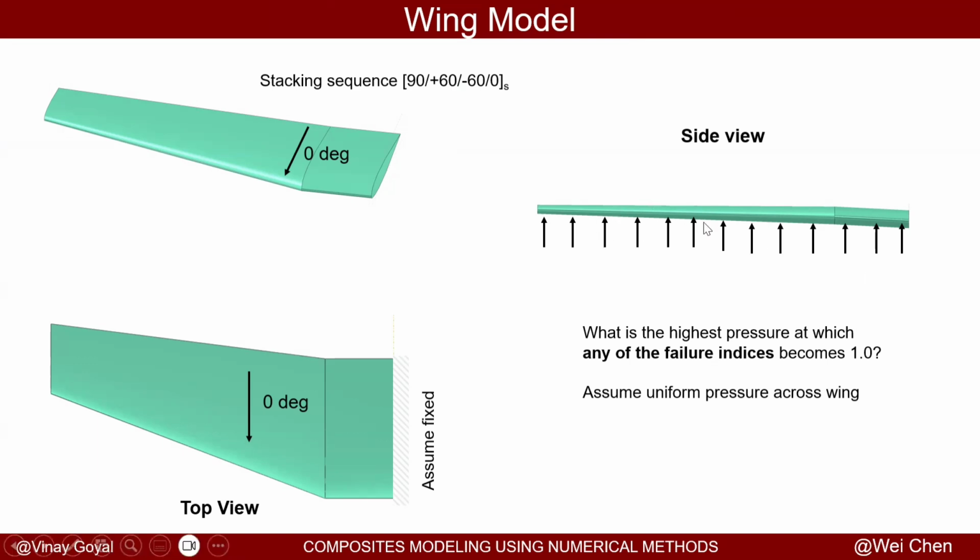But again, this is just a simplification of the problem to try to convey a study on how we can determine the failure indices. So the question becomes, what is the highest pressure that needs to be applied uniformly at which any of the failure indices becomes 1? Because if it becomes 1, that's when failure occurs.